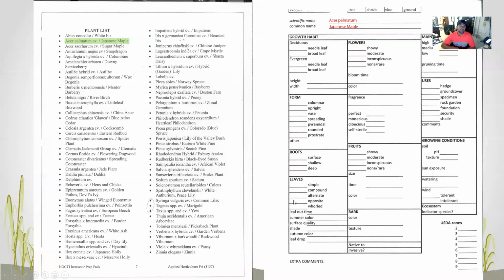On the left, we have a plant list. These are the plants that you're required to know before you take your Nocti test in this class at the end of your senior year. And on the right is one of our plant cards. The one I just showed you earlier is the updated version, but this one will work just fine for you to work through while you're watching this presentation.